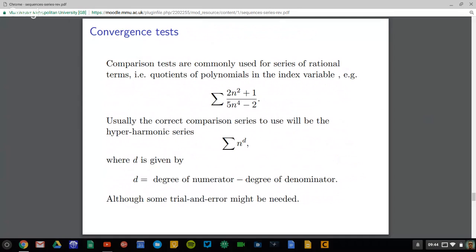Okay, because the degree of the polynomial is the most dominant power of n in the polynomial. So if you've got n squared divided by n^4, you'd be looking at the sum of n to the power minus 2, because d is the difference in the degrees of the numerator and the denominator polynomial. So you'd be comparing that series to the sum of 1 over n squared, and the sum of 1 over n squared is a convergent series. So you'd hopefully be concluding that that series is convergent. Be prepared for some trial and error, some experimentation.